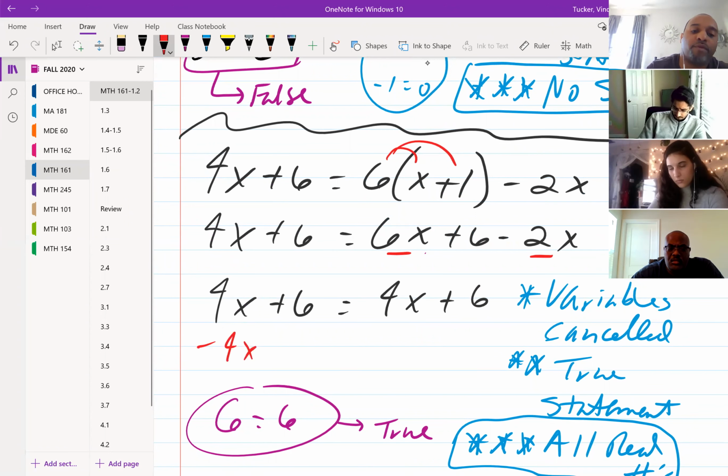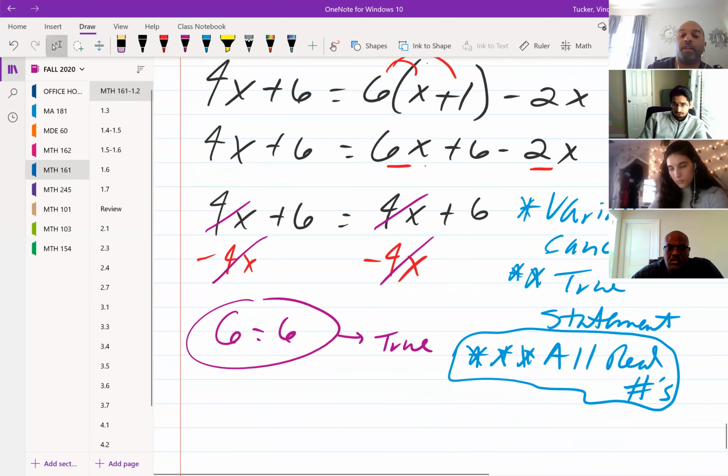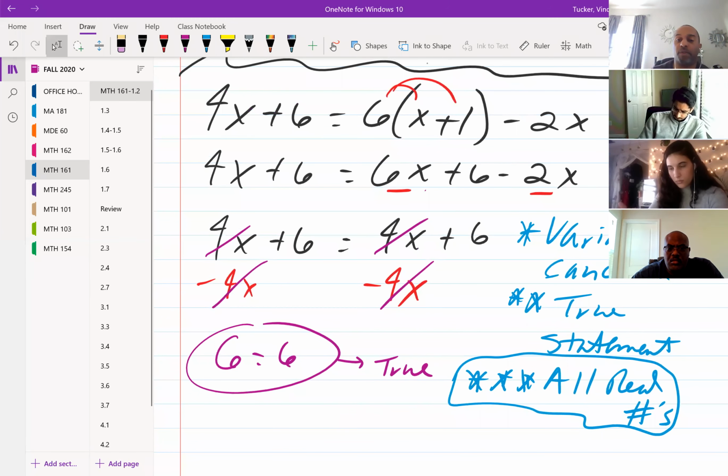If I subtract 4x from both sides, 4x is canceled, leaving me with 6 equal to 6, or depending on the order that you did it, you could have 0 equal to 0, which is a true statement. So this time we have a true statement instead of a false statement. Variables canceled, we have a true statement. Our answer will be all real numbers.